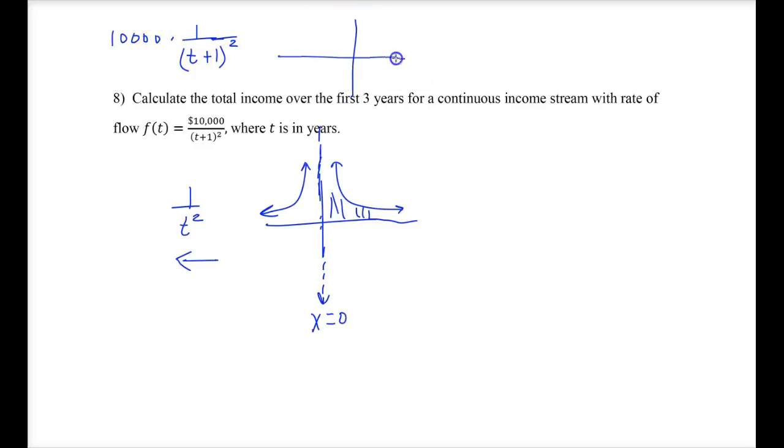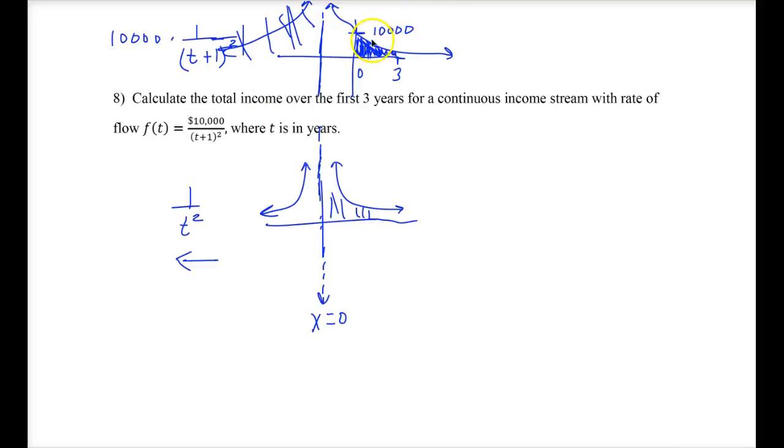So if we draw that, then of course our vertical asymptote now is at x equals -1. And here, right when t is equal to 0, this is going to be 10,000. And so our actual function kind of looks like this on this side. And of course, on the other side, it's kind of doing like that. But we don't care about this side because this is only going to be valid from when t is equal to 0 to when t is equal to 3. So we're really only looking at this area under the curve right here. Okay, and so that's what it's asking us.